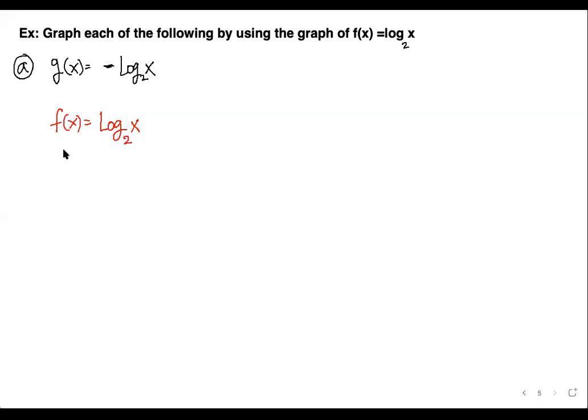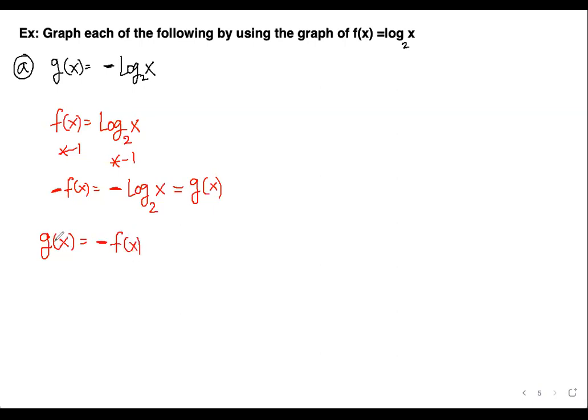Change the sign. Subtract or multiply? Yes, multiply by -1. Correct. Multiply by -1 on both sides. So I will get minus f of x equal minus log x to the base 2. Now this function is the same as g of x. So I can rewrite this one. This is just a review from the previous sections. g of x equal minus f of x.